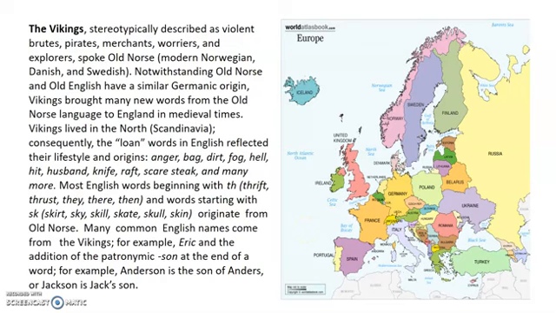Most English words that begin with th, like thrift, thrust, they, there, then, and words starting with sk, like skirt, sky, skill, skate, skull, skin, originate from Old Norse. Many common English names come from the Vikings, for example, Eric, and the addition of the patronymic son at the end of a word. For example, Anderson is the son of Anders, or Jackson is Jack's son.